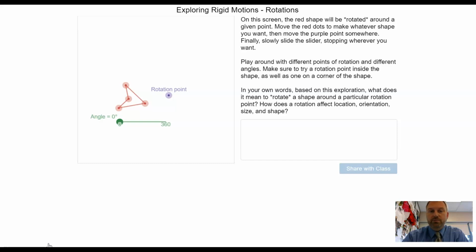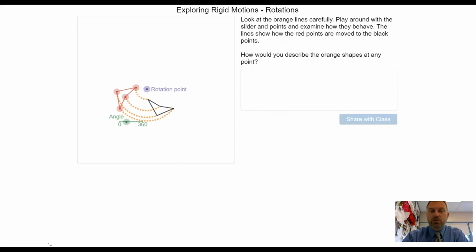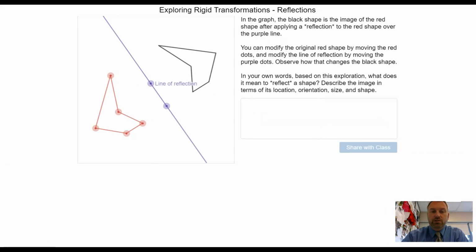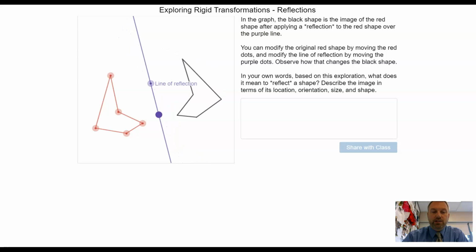Same size, same shape. Okay, last one we're going to work with is a reflection. So this shape was reflected over this line of reflection. And what's kind of cool here is the pre-image point where you start right there.